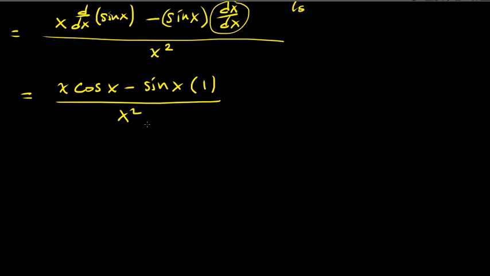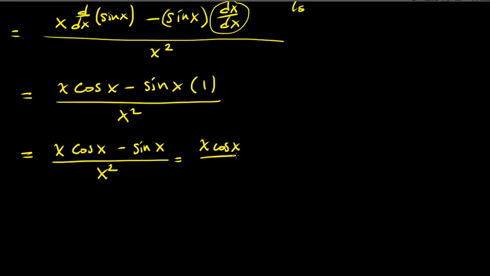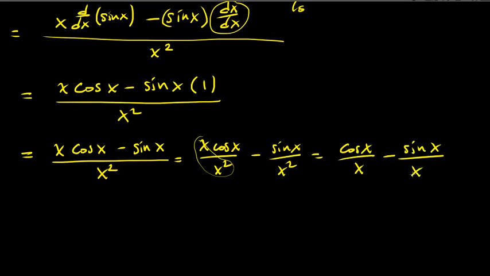Okay, and that's basically it. I mean, there's not a whole lot we can do to simplify this. So we can just leave it as it is. We could split this up as two separate terms here, right? We could do x cosine x over x squared minus sine of x over x squared. And we can cancel one of these x's here. So this would be cosine of x over x minus sine of x over x squared.